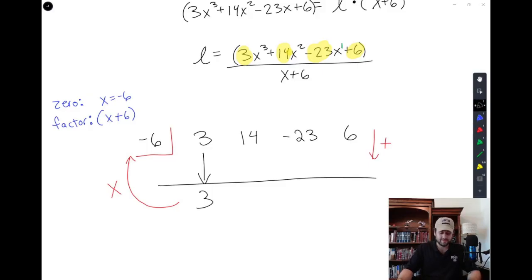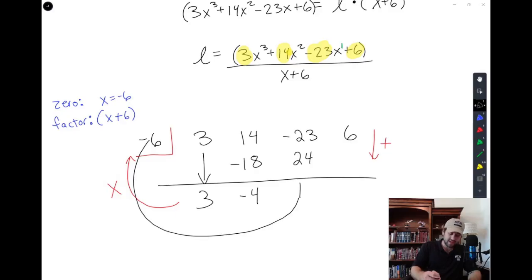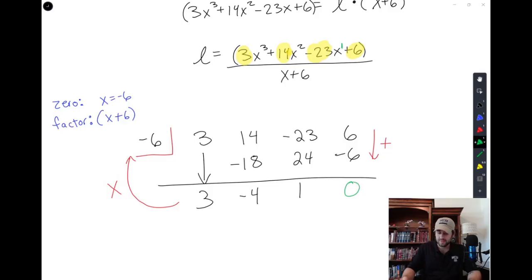And so 3 times negative 6 is negative 18. Add those two up, you get negative 4. Multiply negative 4 by negative 6. We're going this way and then this way every time. Multiply negative 4 by negative 6, and you get positive 24. 24 plus negative 23 is 1. 1 times negative 6 is negative 6. And 6 minus 6 is 0. Boom. And there is our remainder. We don't have one.